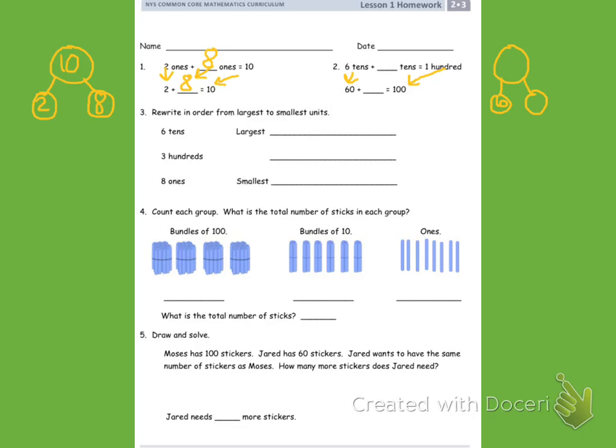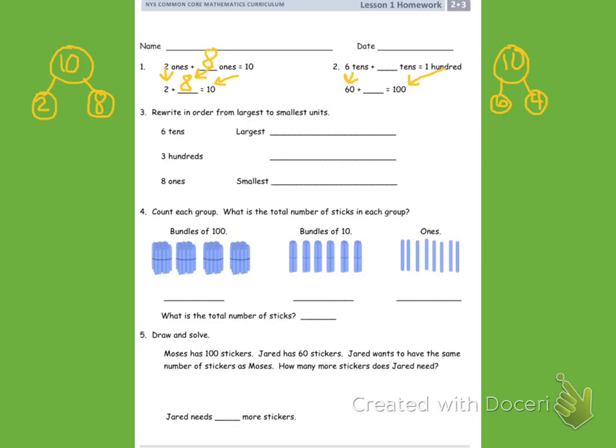So 6 tens plus blank tens is 100. I'm not going to write 100 in the big circle. I'm going to write a 10 because I know that 10 tens makes 100. So 6 and what make 10? Previously, we already learned that number combination. 6 and 4 make 10.